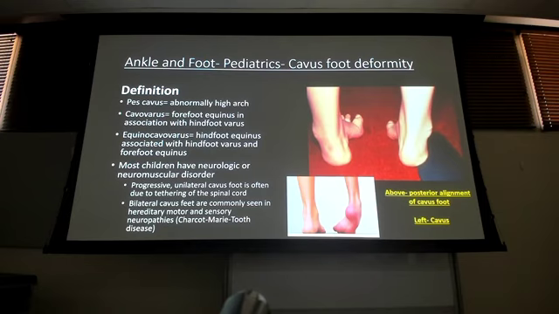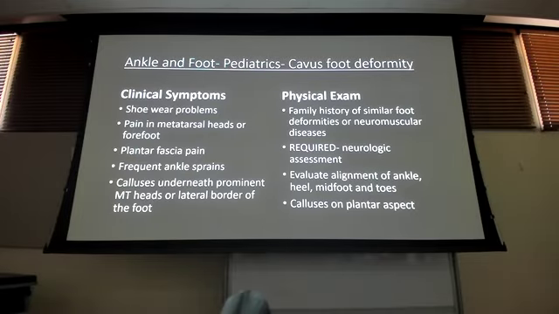But the key for this one is we need to make sure we rule out some sort of neurologic or neuromuscular disorder, especially if it's unilateral, so they can have things like cord tethering. So this is something we want to consider, like spine x-rays as well, looking for any other conditions, scoliosis, things like that.